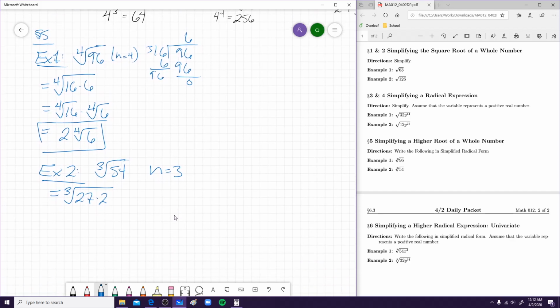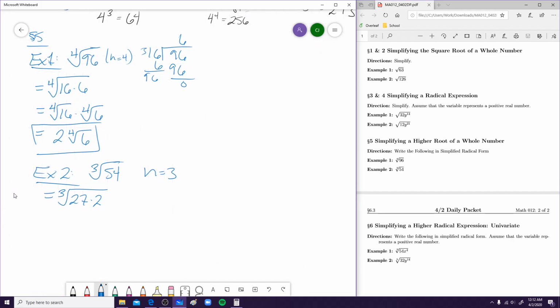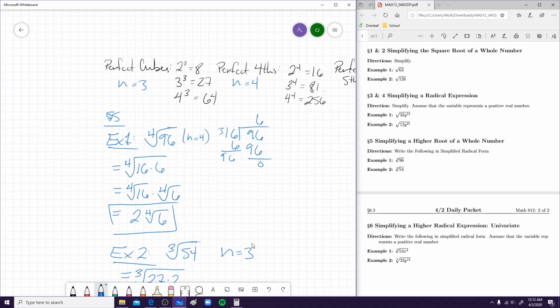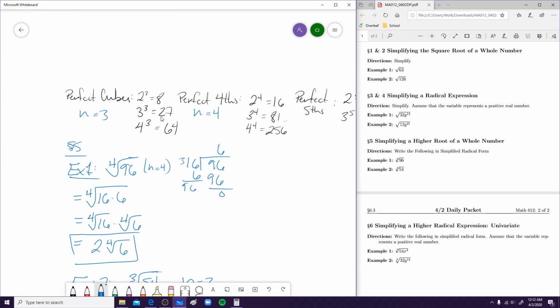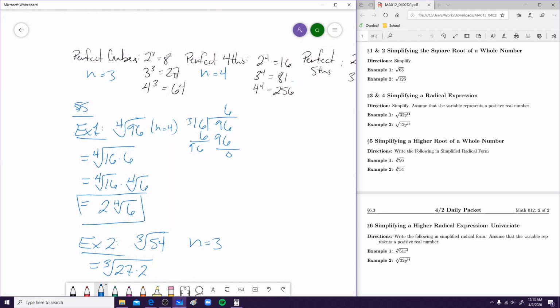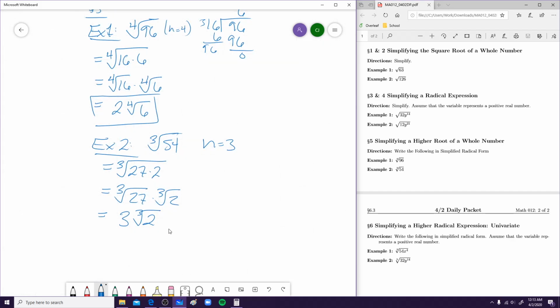And now let's use the multiplication property. So the cube root of 27 times 2 becomes the cube root of 27 times the cube root of 2. What is the cube root of 27? It is 3, because 3 cubed is 27. And for the cube root of 2, there is no perfect cube that is smaller than 2. The smallest one is 8. 2 is definitely less than 8. So therefore, this is as simplified as we can get.